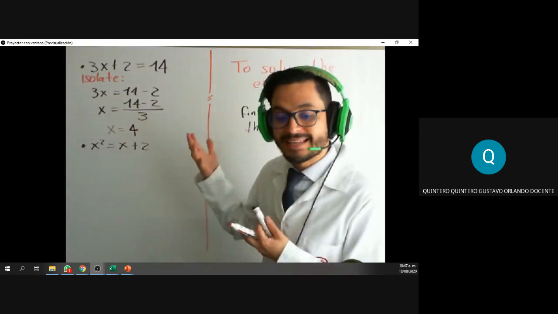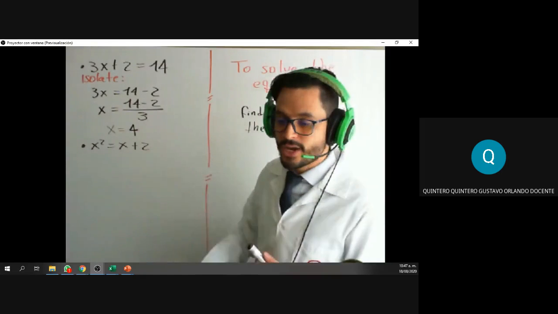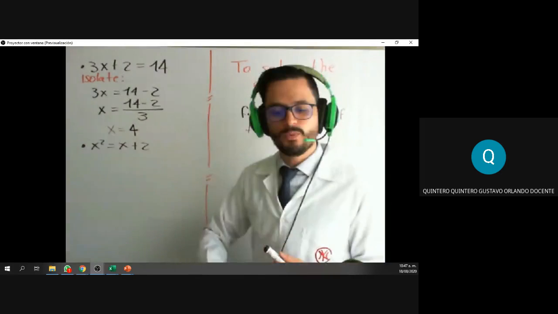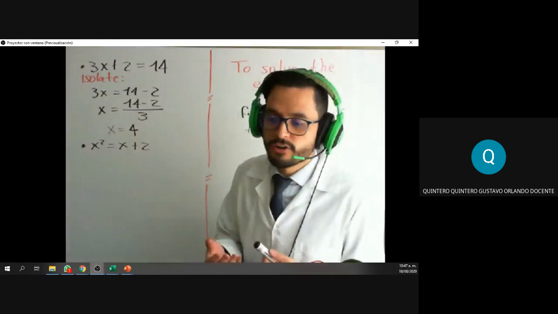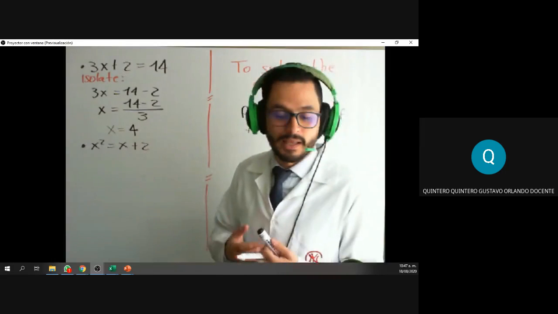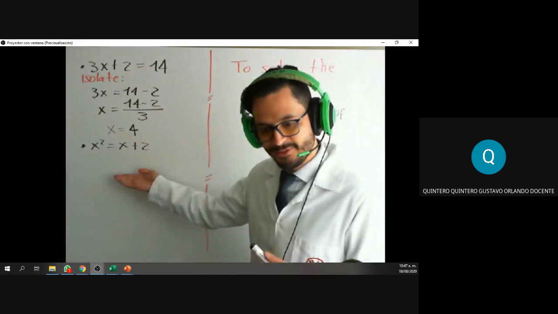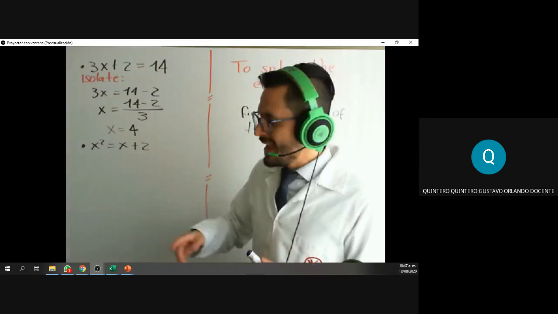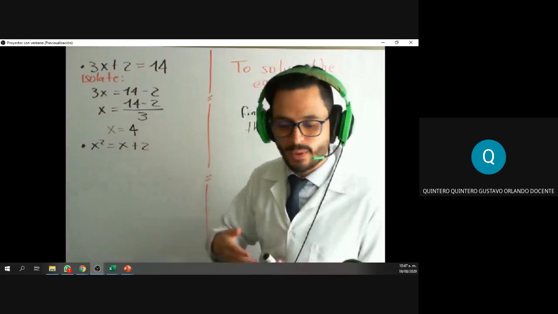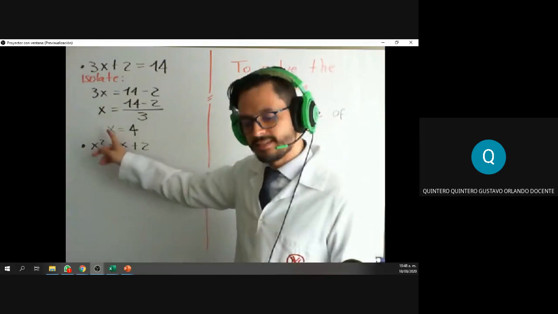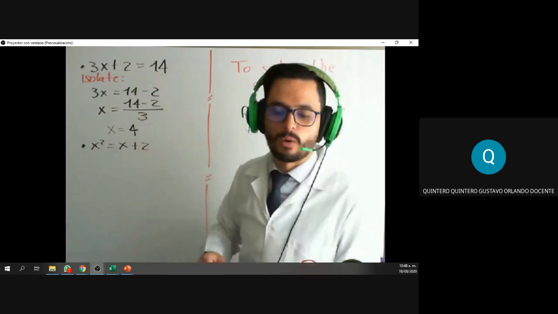Can we apply the same process to any other equation? Yes, we can. Now, there are some other tricks that we can apply to different equations when they are harder. For example, equation number 2. In here, we have a quadratic equation. How do we know? Because the x is elevated to the 2. So that is a quadratic equation.